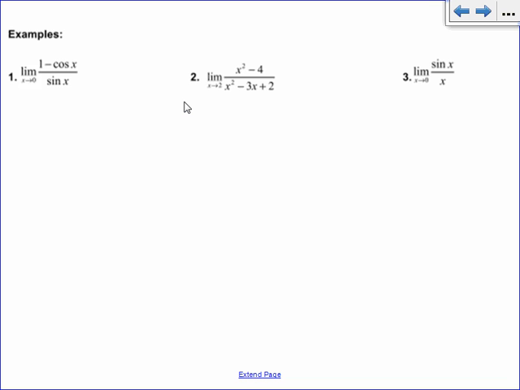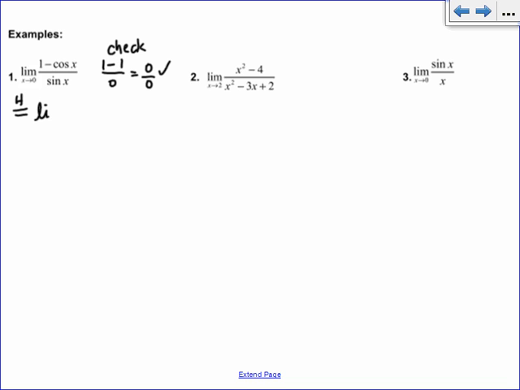So if you plug in 0, we would get 1 minus cosine of 0. What's cosine of 0? 1, all over sine of 0, which is 0. So we end up getting 0 over 0. So we first check to see if it is one of those indeterminate forms. And it is. It's 0 over 0. So if that happens, we do L'Hopital's rule. I always indicate that I've done L'Hopital's rule by doing a little equal sign with an H above it.